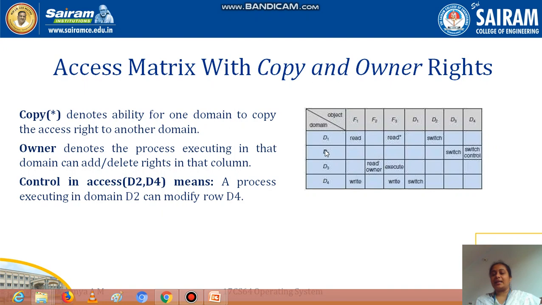Consider D2 as a parent process and D4 as a child process. So D2 can have control on its child process. Like that, the D2 domain has switch control on D4. D2 can switch to D4 and D2 can modify the row of D4.